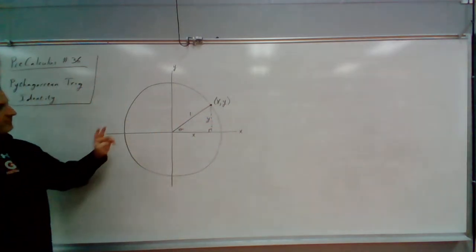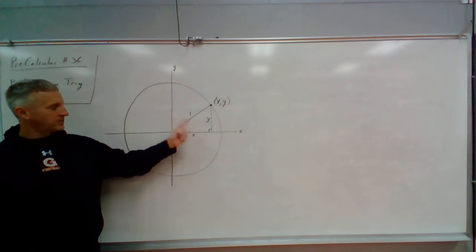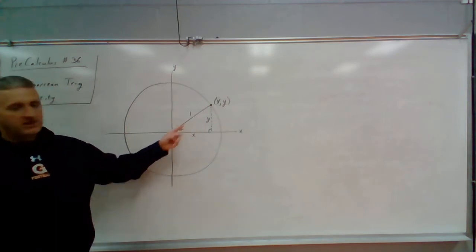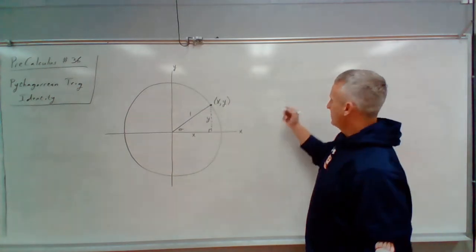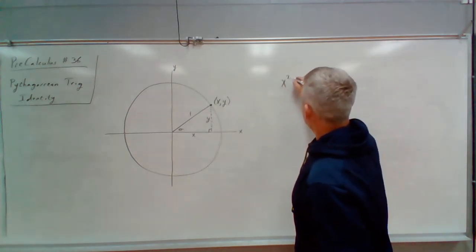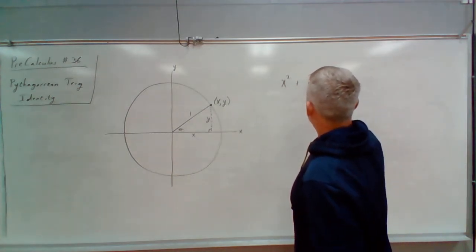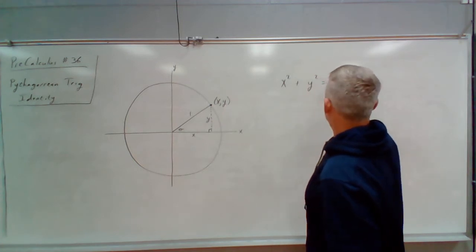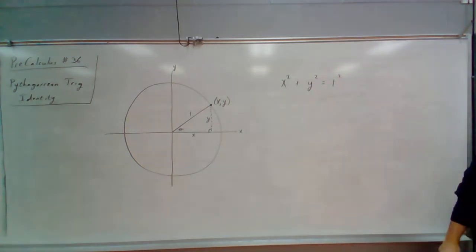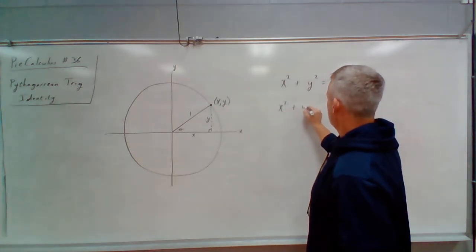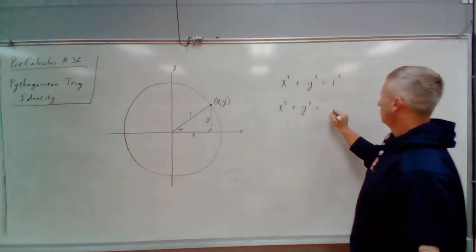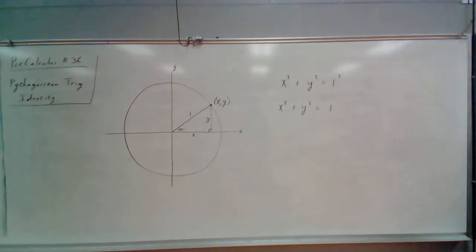All right, so what famous theorem relates the three sides of a right triangle? Well, that's a good old Pythagorean theorem, which in this case would say that x squared plus y squared is equal to 1 squared. So we have x squared plus y squared equals 1.